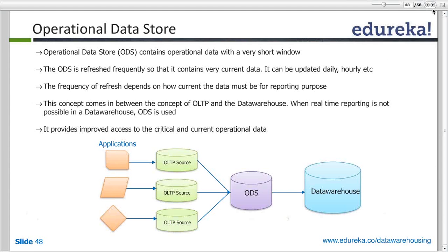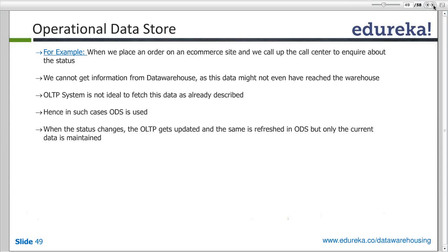So let's move on to our next slide, which talks more about the operational data. Here in this slide, we are discussing an example. I think it's similar to the example we just discussed. When we place an order on an e-commerce site and we call up the call center to inquire about the status. So it's basically the same example we just discussed. So I will skip this slide.